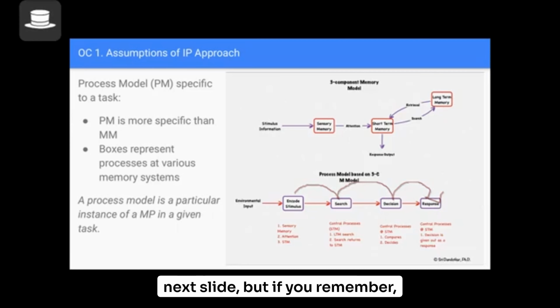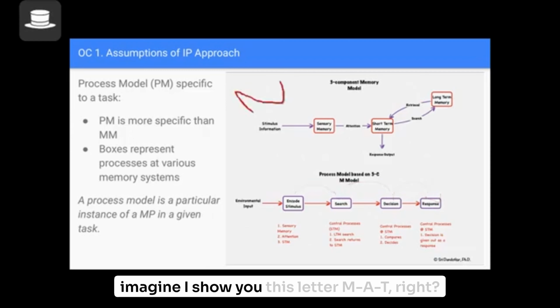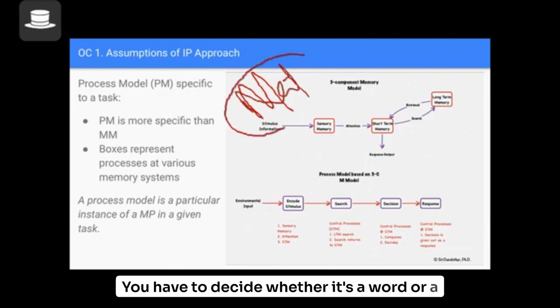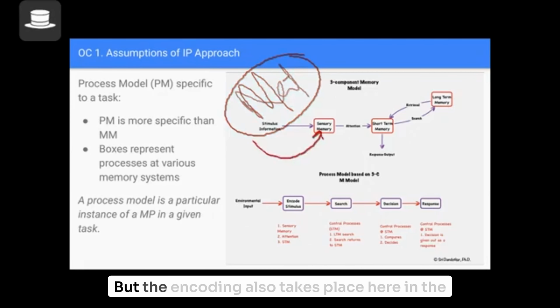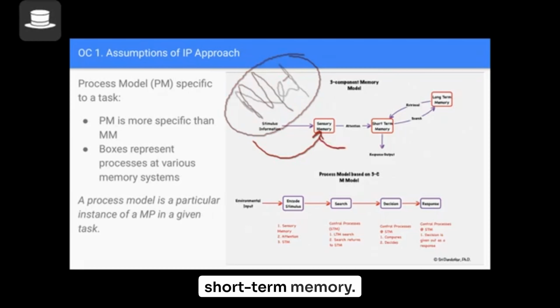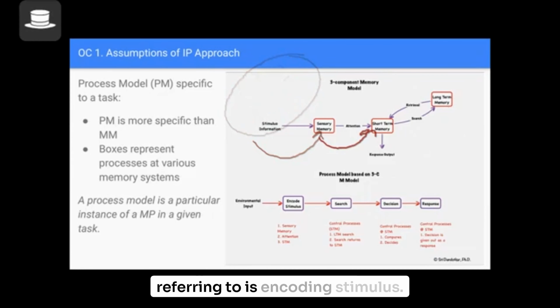But if you remember the task, remember what you did. I said imagine I show you the letters M-A-T, right? You have to decide whether it's a word or a non-word. Well, the first thing that happens is that the information gets encoded into your sensory memory. But the encoding also takes place here at the short-term memory. So the first kind of process we are referring to is encoding the stimulus.